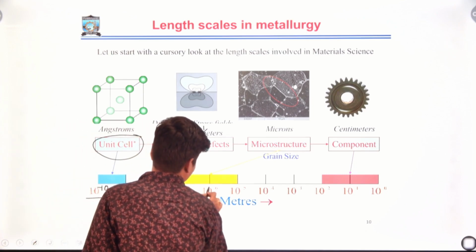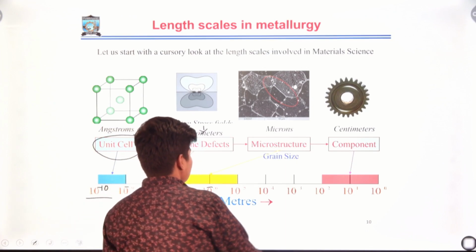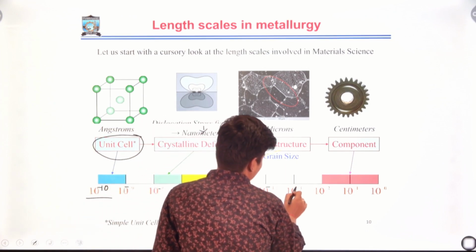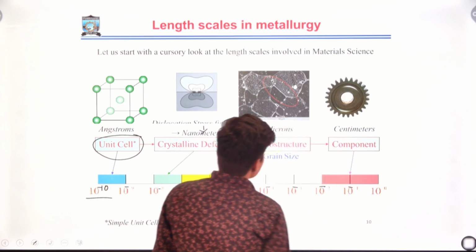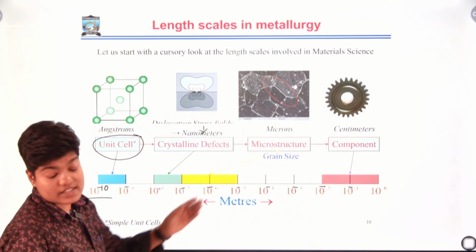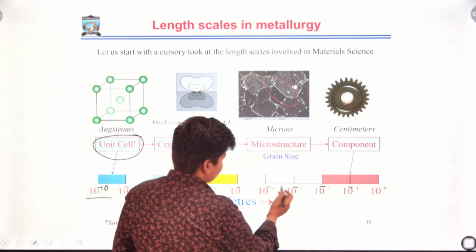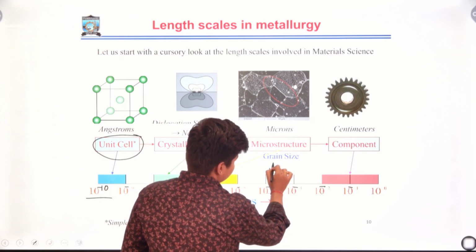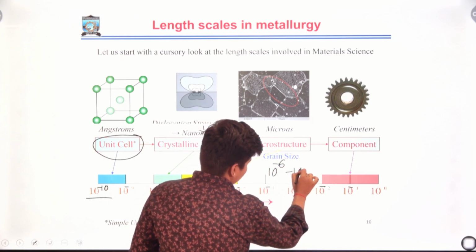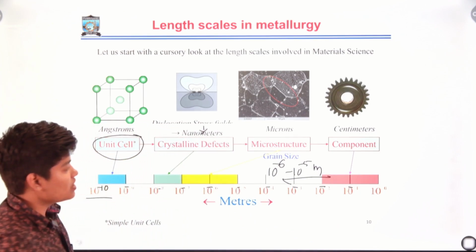10 to the power minus 9 to 10 to the power minus 7 meter is the size for nanocrystalline material. Then microns: microstructure is the type of structure we can examine at the micron level, under the microscope. The size is generally 10 to the power minus 6 to 10 to the power minus 5 meter. Then the component size is in centimeters.